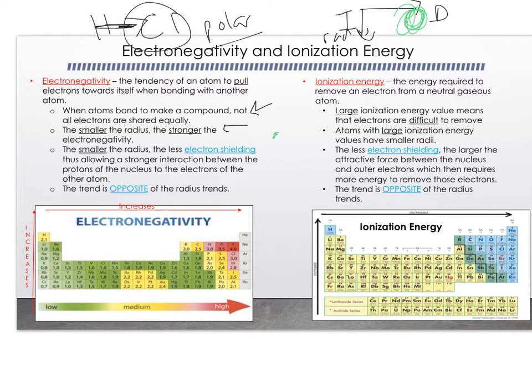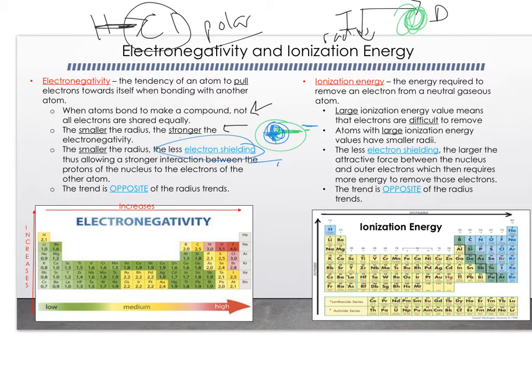That is because you don't have a huge distance between the positively charged nucleus and the negatively charged electrons. Okay, the smaller that radius is, the more able that proton is going to be able to interact with other electrons of different atoms. And that's related to electron shielding. So again, the smaller the radius, the stronger the electronegativity. That's because the smaller the radius, the less electron shielding there is.